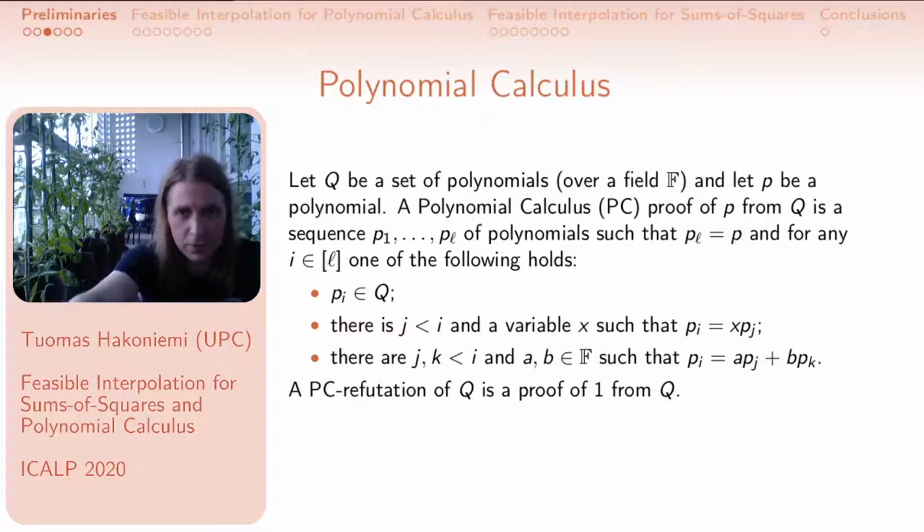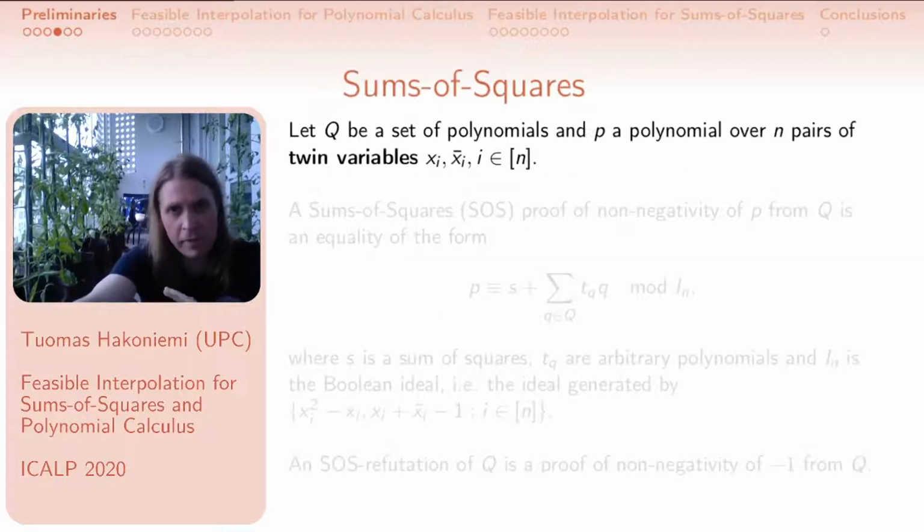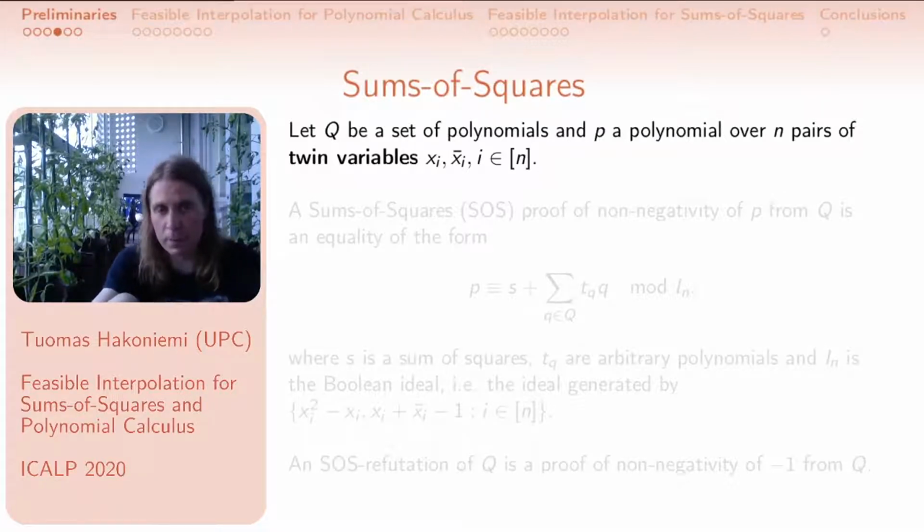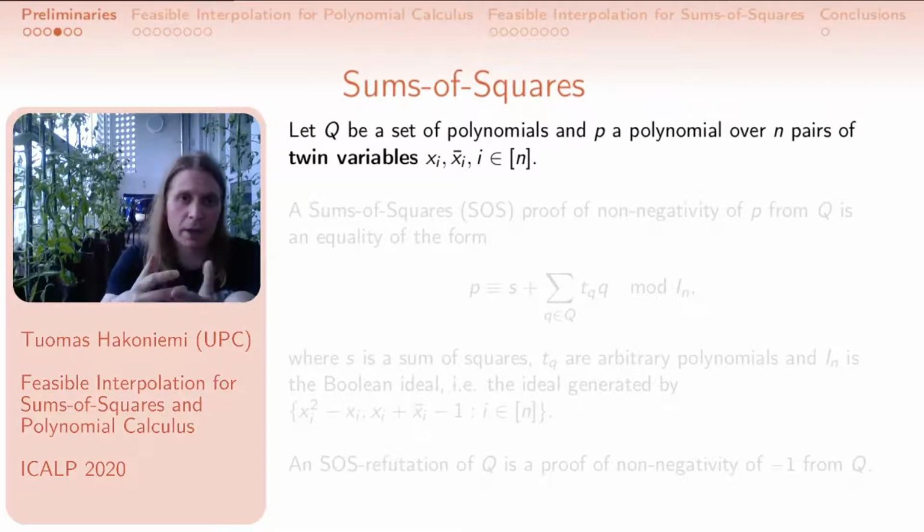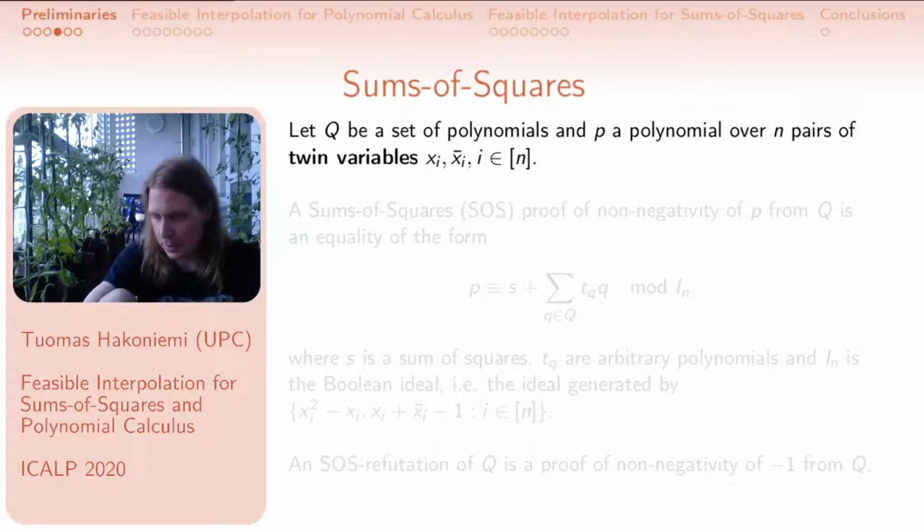However, for sums of squares we do work over the Boolean cube, and accordingly we look at polynomials over so-called twin variables. So the intended meaning here is that all variables take values 0 or 1, and the two variables in a pair of twin variables assume the opposite values.